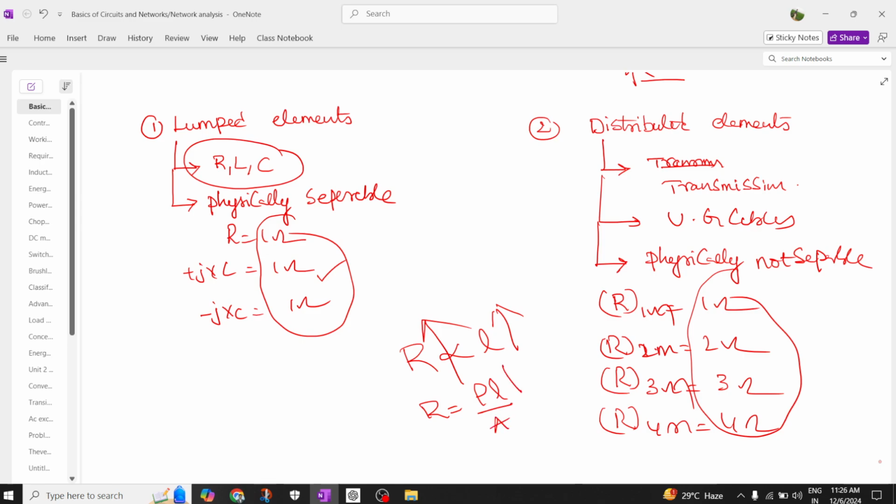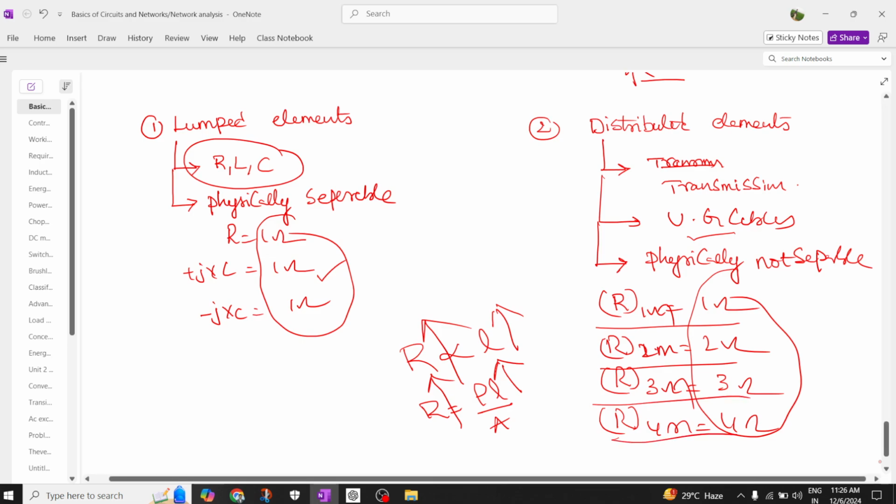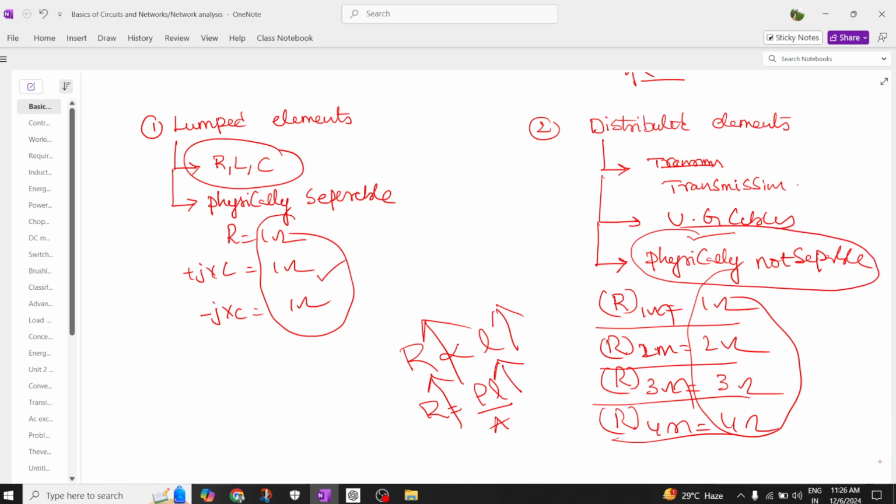With the increase of length of the wire in a transmission line or in an underground cable, the resistance increases. Therefore, these elements are called distributed elements, and you cannot separate them. So physically they are not separable in form. With the variation of length, resistance is variable, but in lumped elements the resistance is fixed. Therefore these kinds of elements are called distributed elements.